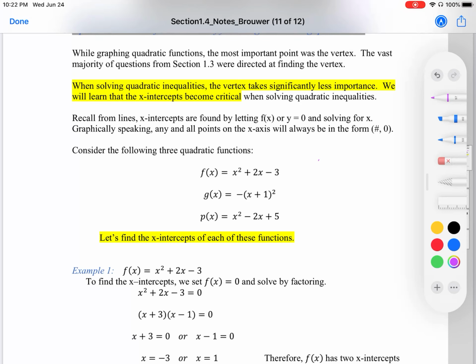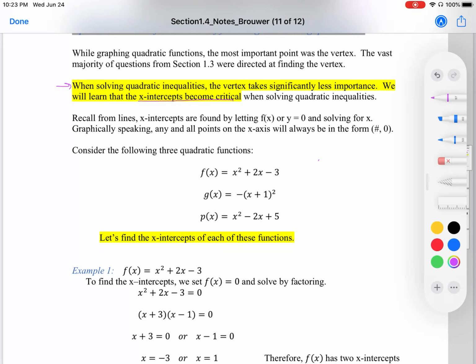While graphing quadratic functions, the most important thing was the vertex. The vast majority of section 1.3 was directed at finding the vertex. When solving quadratic inequalities, the vertex takes significantly less importance. We will learn that the x-intercepts become critical.